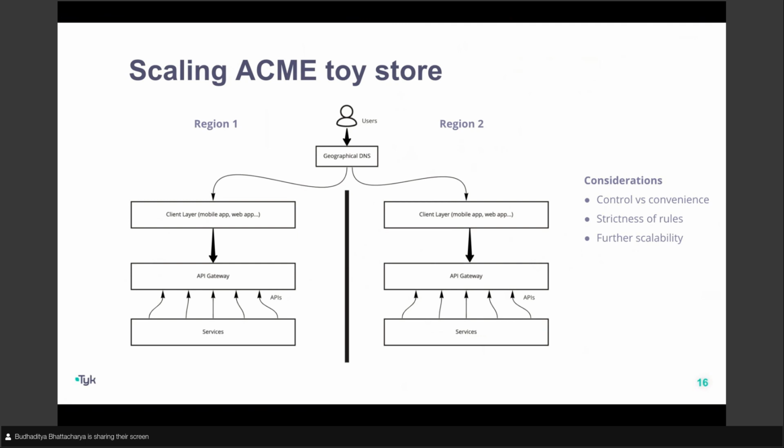Of course, if there is no way around it, then there is no way. You might need to do this. But once again, to emphasize, being aware of the regulations that you need to adhere to becomes quite important. So across those two regions, if I'm scaling my ACME TriStore, this could be one way of doing it. An alternate way of doing this, where I might be giving up a little bit more control, could bring in a whole lot of convenience.